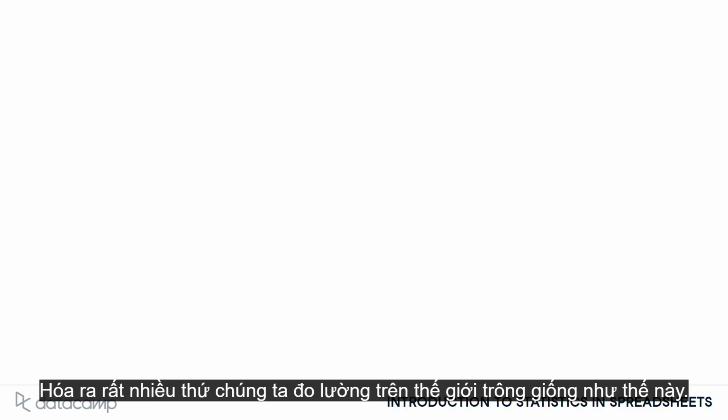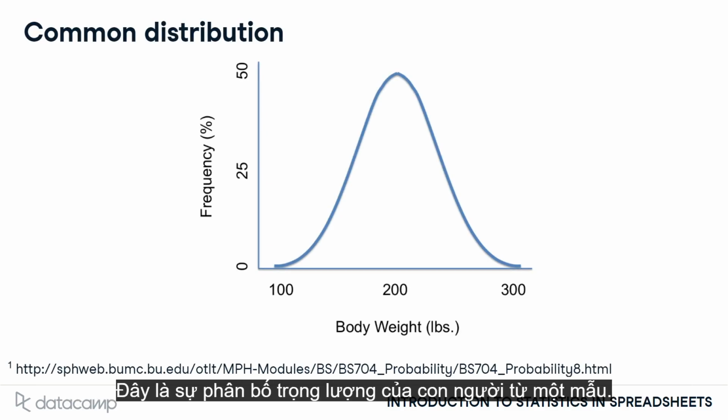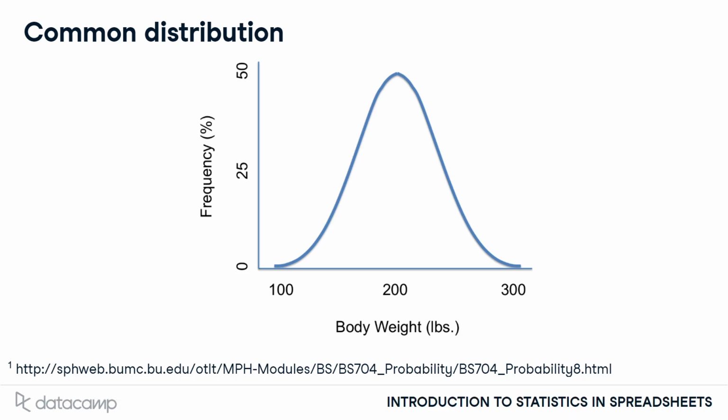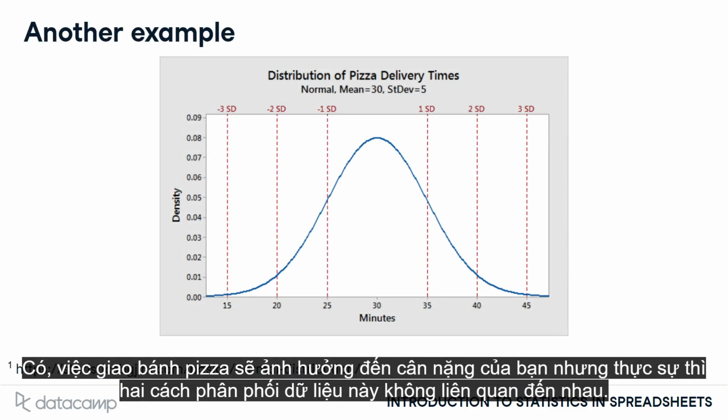It turns out a lot of the things we measure in the world look something like this. This is the distribution of human weight from a sample. The most frequent value is the highest point with weight values less numerous to either side. Here's more data representing minutes for pizza delivery. Yes, pizza delivery will affect your weight, but really these two data distributions aren't related.